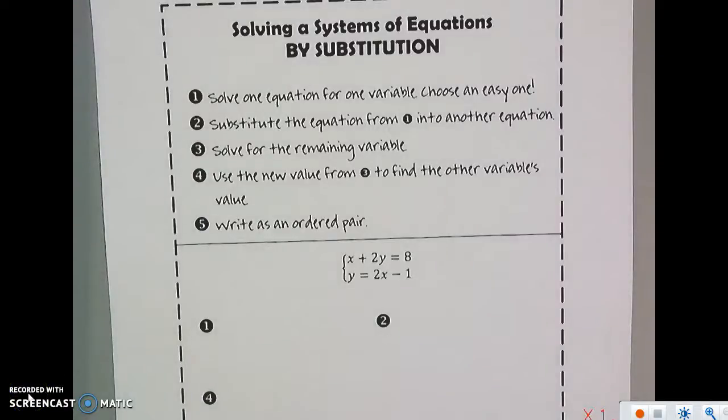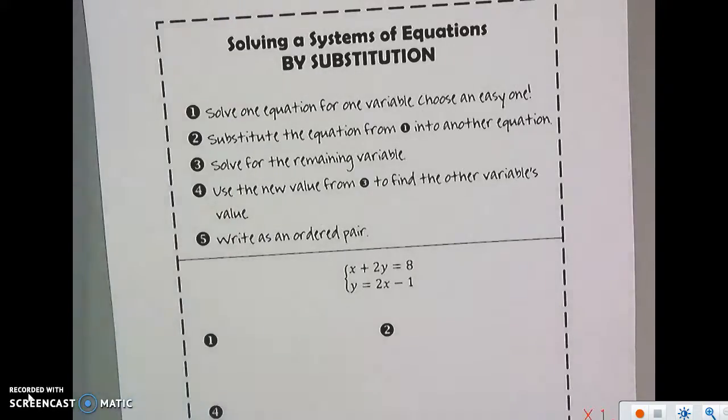Alright, welcome to our systems of equations. Now we're going to solve by substitution.